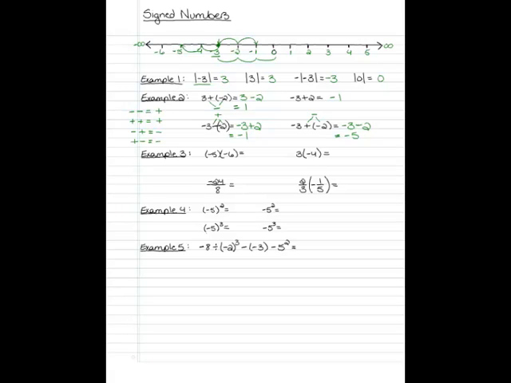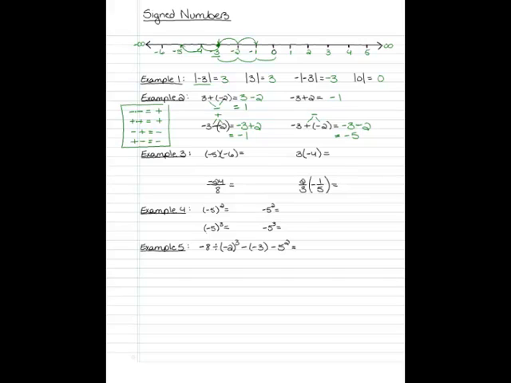Now example 3, we are multiplying and dividing signed numbers. And in this example, you want to pay particular attention to this rule. If you see a negative times a negative, the result is going to be positive.